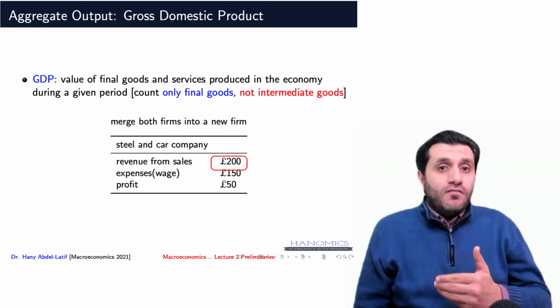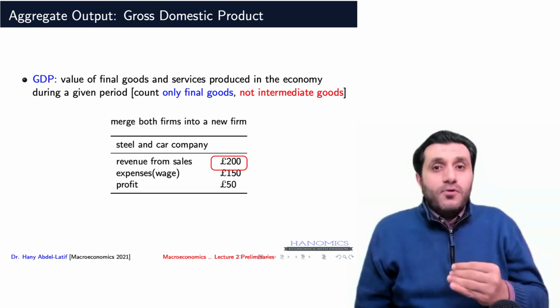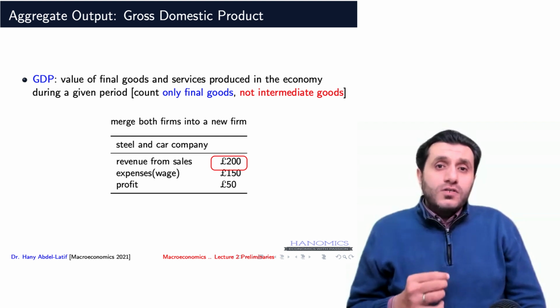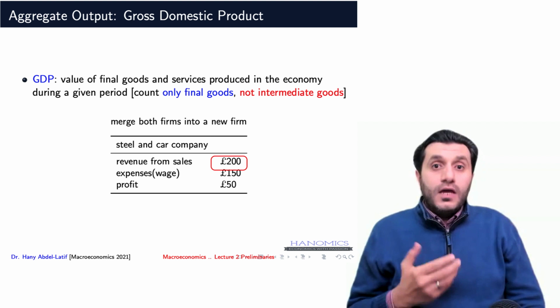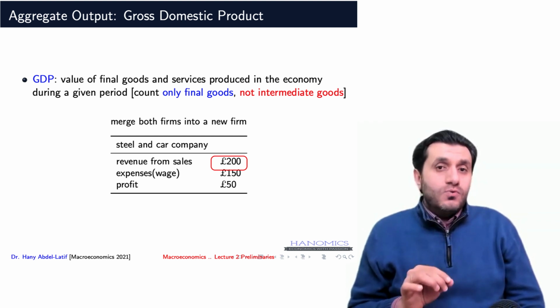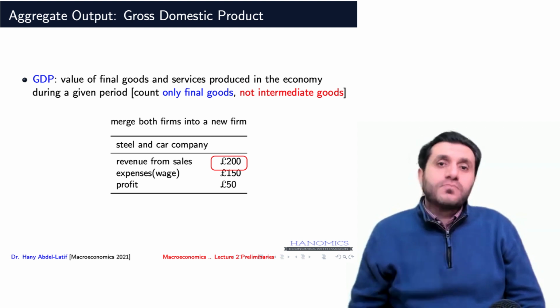If we add the sales of £100 of steel to the £200 of cars, that will imply double counting the value of steel because we already counted it in the car's value. So always remember to exclude intermediate goods when calculating the value of GDP. In other words, GDP counts only the final goods, not intermediate goods. Again, this is to avoid double counting the value of intermediate goods already included in the value of final goods.